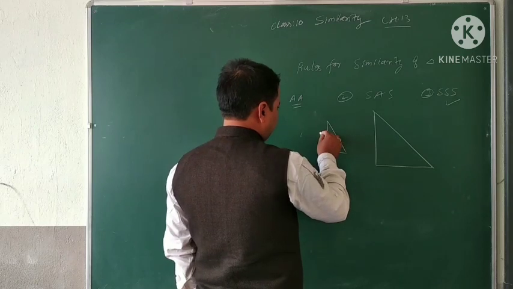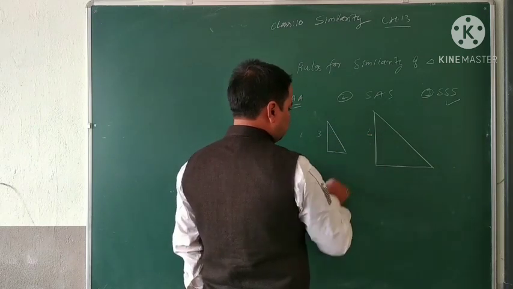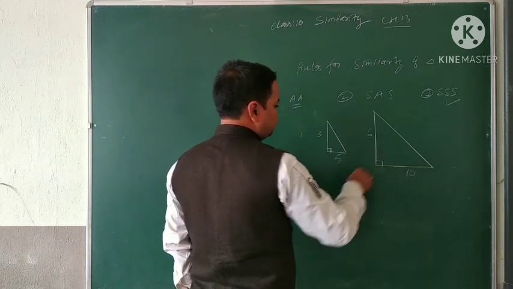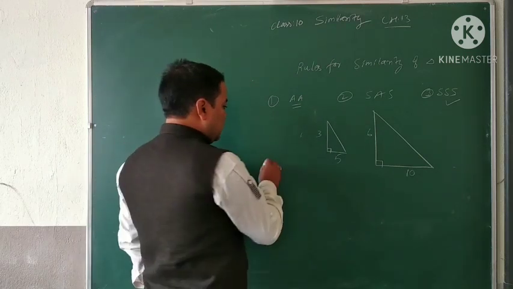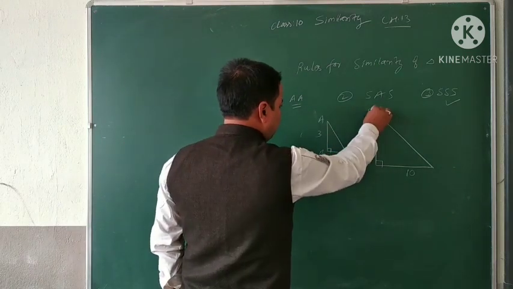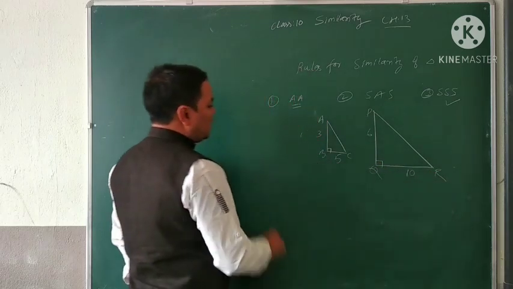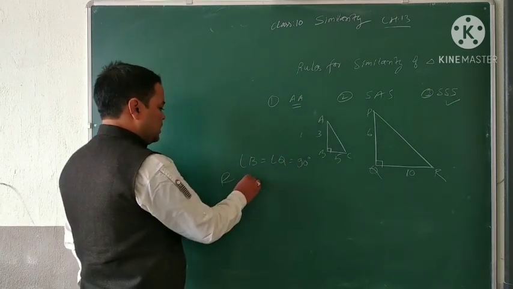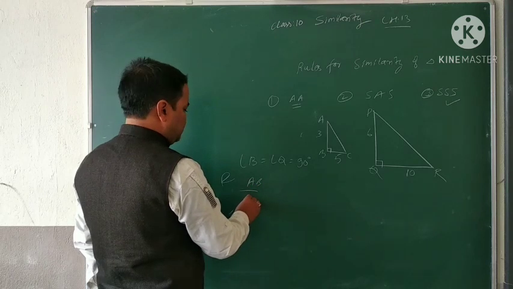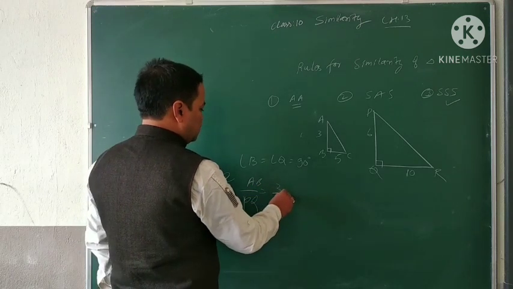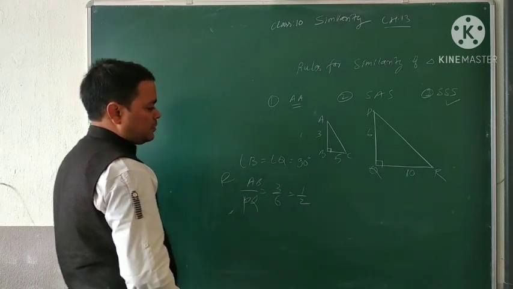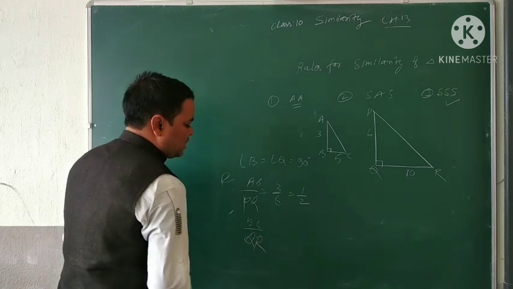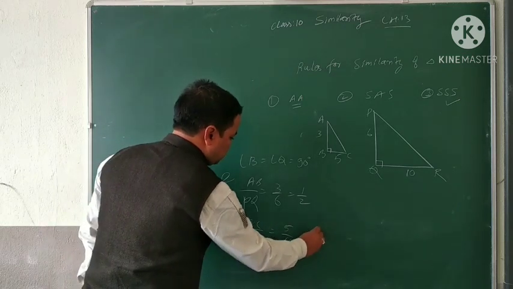Let this is 3, this is 6, this is 5, and this is 10. This is 90 degree. Okay? Here A, B, C and P, Q, R. Angle B is equal to angle Q is equal to 90. And AB upon PQ is equal to 3 by 6 is equal to 1 by 2. Again, BC upon QR is equal to 5 by 10 is equal to 1 by 2.